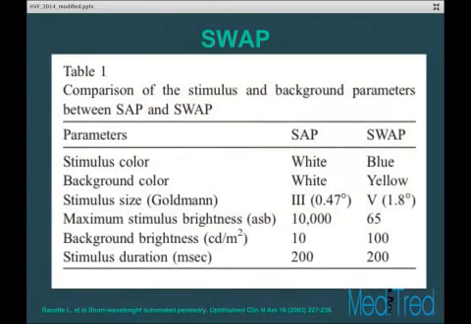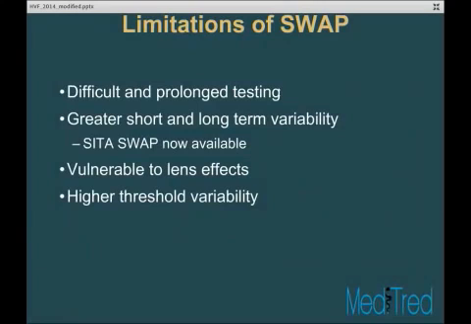So this is just a comparison of some of the parameters from standard automated perimetry and SWAP testing. As you can see with standard perimetry, a white stimulus is projected against a white background. With SWAP testing, you're using a blue stimulus against a yellow background. You're also using a larger size 5 stimulus as standard with SWAP due to the relative insensitivity of the pathway and also the decreased brightness compared to standard testing. And then as you see, the duration times of the stimulus are similar.